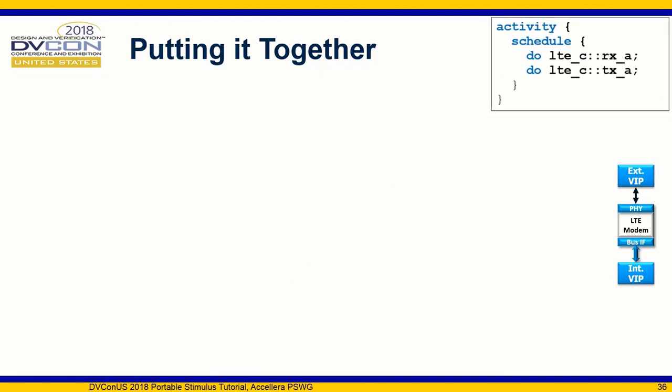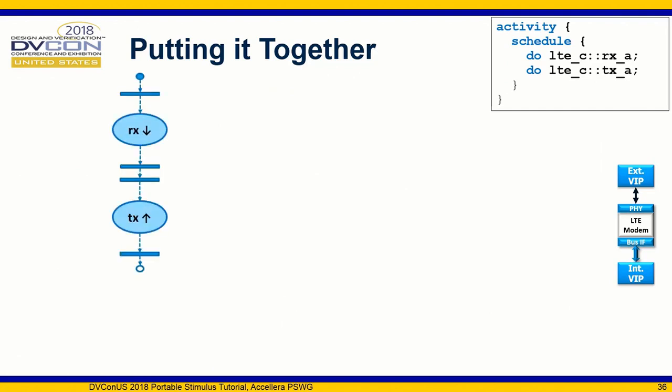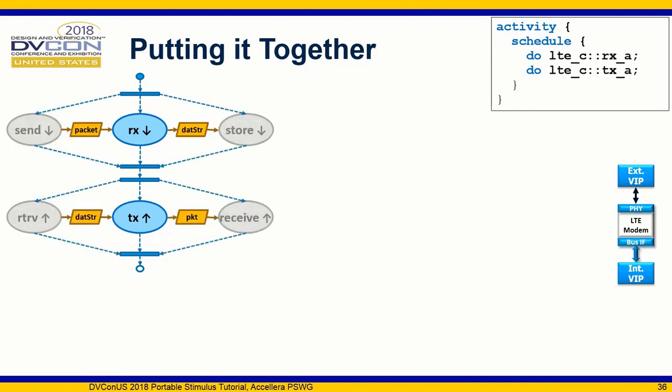So when I put it all together, now I have my schedule of things going on. Here's what can happen. What I've specified is I want to do a receive and a transmit. That's the critical intent of what I want to have happen. But in order to make that happen, there are other things that have to go on in the system, such as doing a send to generate the data in the first place for the receive, and a store to take the data out the other side and do something with it. Similarly, for the transmit, I have to retrieve the data, send it to the modem, and something else has to catch it on the other side. Those things have to happen for the test to be successful. And the rules that I've defined tell the tool that those things have to happen.